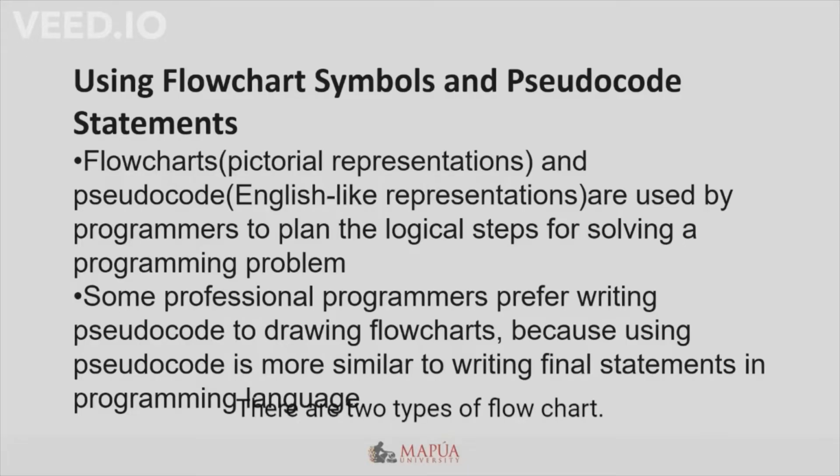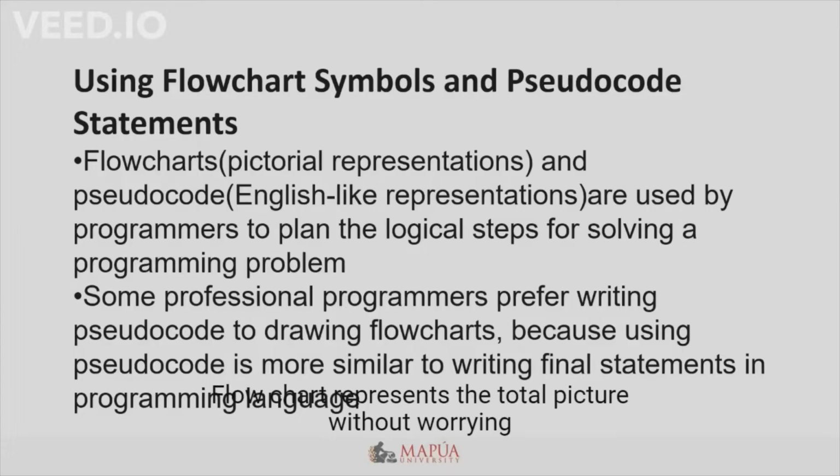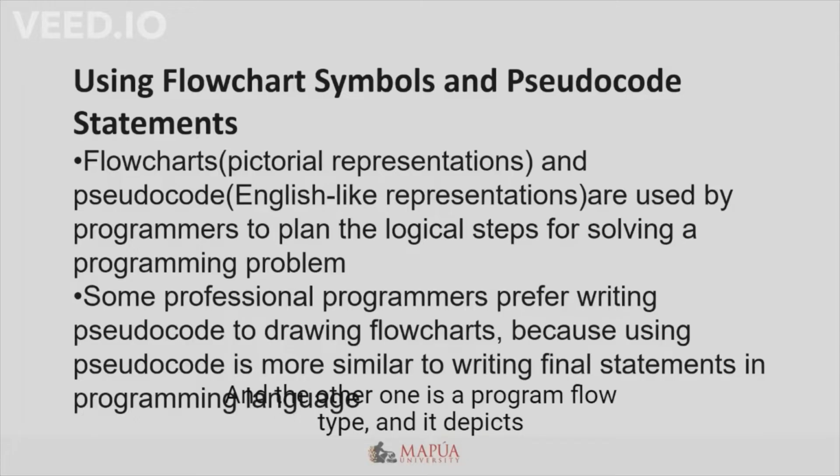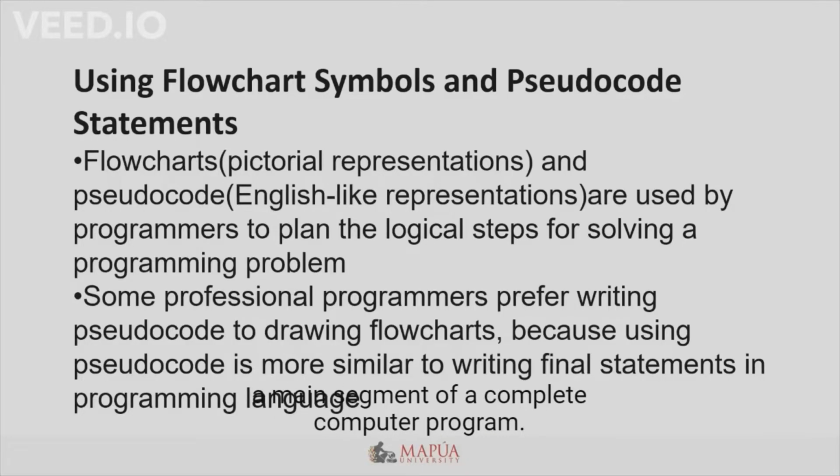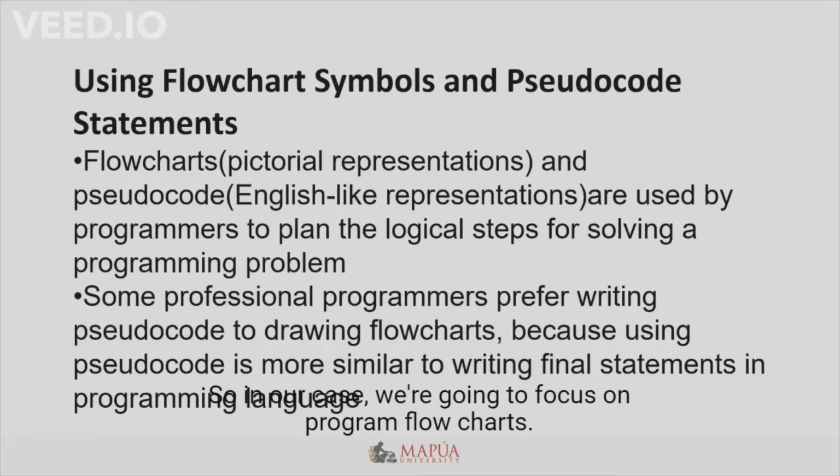In flowcharting, there are two types of flowchart. We call one the system flowchart. It represents the total picture without worrying about every detail. The other one is the program flowchart, and it depicts a main segment of a complete computer program. So in our case, we're going to focus on program flowcharts.